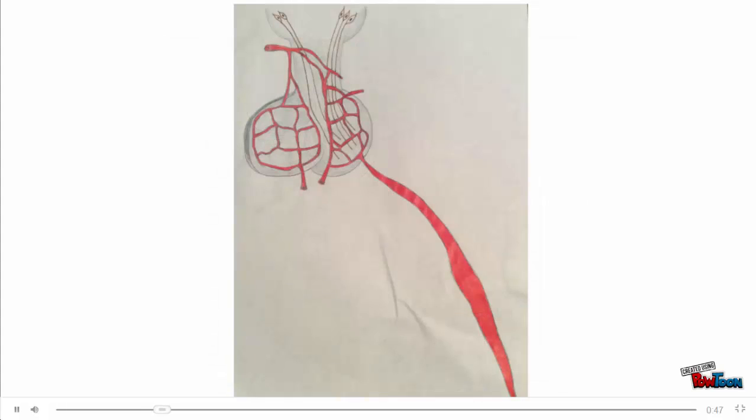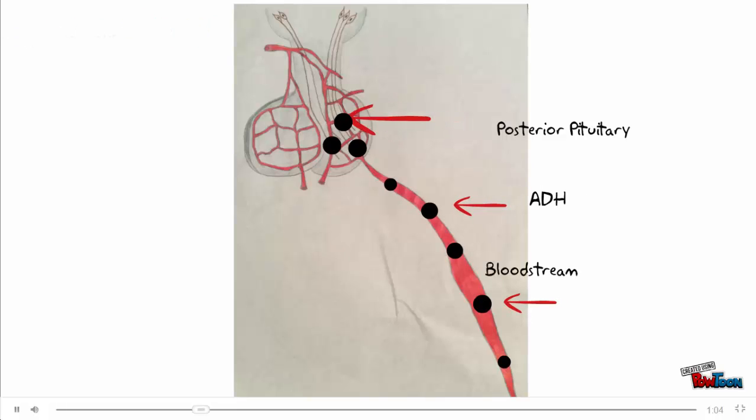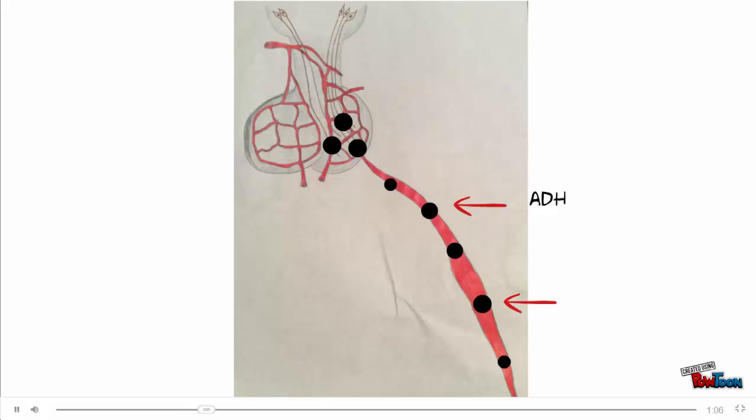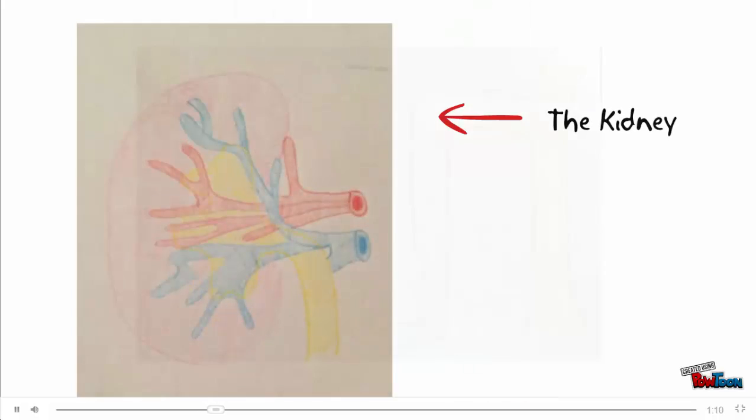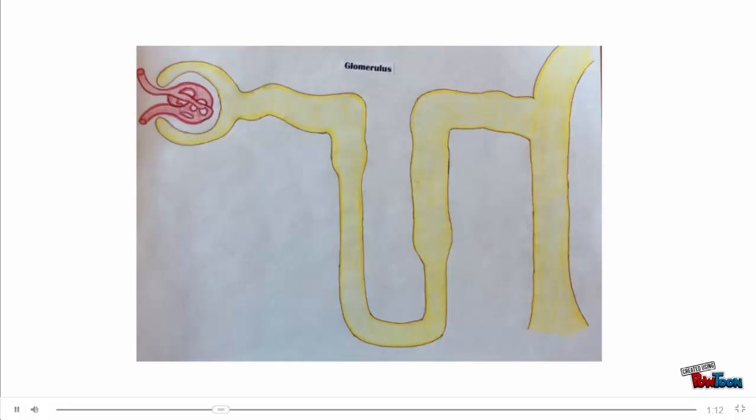Well, normally when the body begins to get dehydrated, osmoreceptors in the brain detect the concentration of solutes in the blood. When these solutes reach a certain level, the osmoreceptors signal the hypothalamus. The hypothalamus then sends a signal to the posterior pituitary to release the antidiuretic hormone, or ADH. When ADH is released into the bloodstream, it makes its way to the kidneys, specifically the nephron, where it attaches to a vasopressin protein receptor.